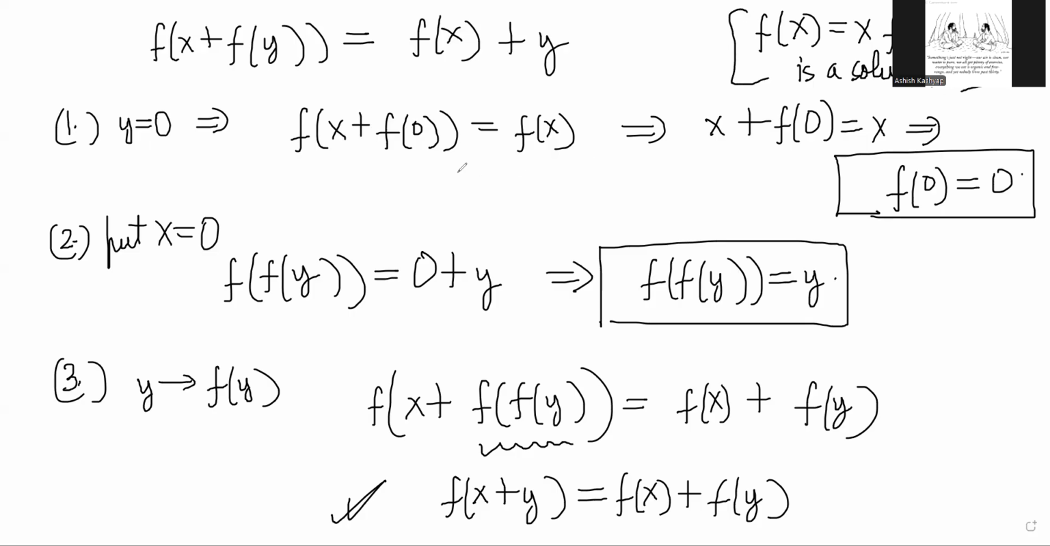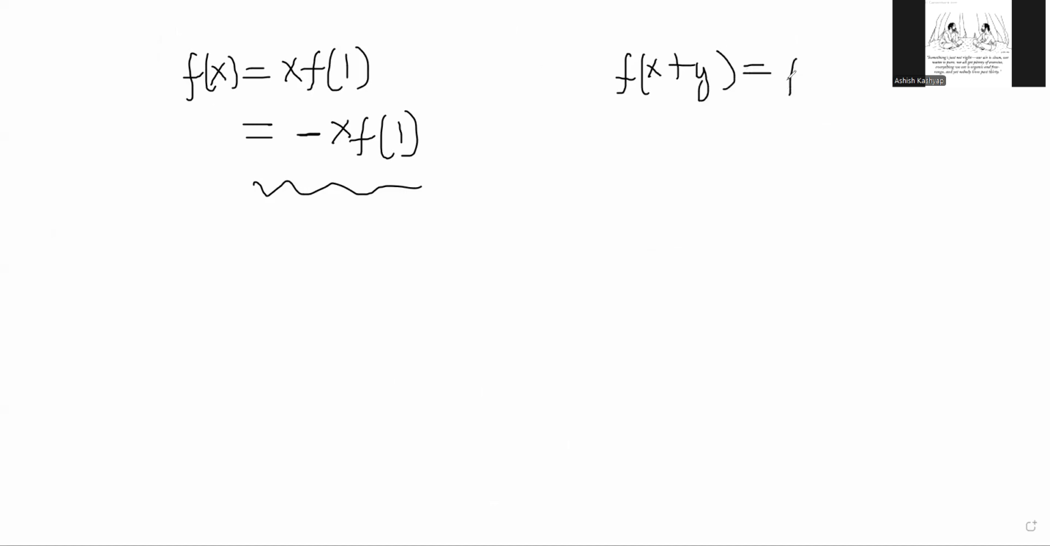This is my answer. Basically, it is f of x is equal to kx or minus kx also. So basically, you'll have two solutions: f of x is equal to x times f of 1 or minus x times f of 1. And both of them satisfy the functional equation f of x plus y is equal to f of x plus f of y.